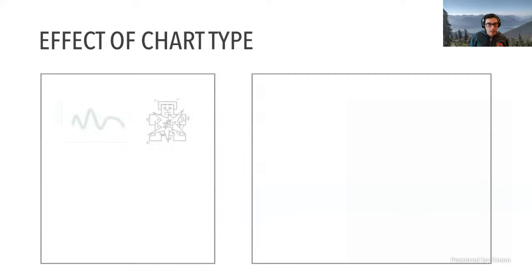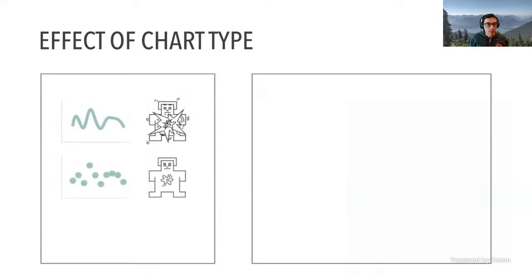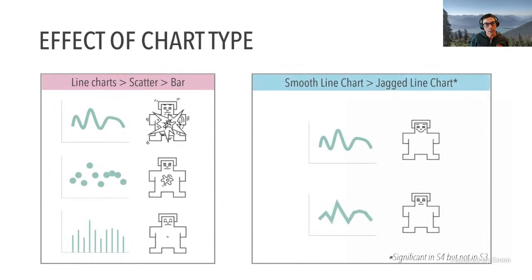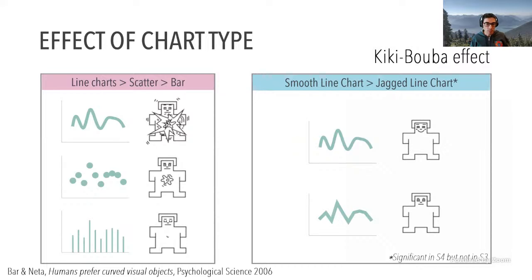We also found that line charts are more arousing than scatter plots, which in turn are more arousing than bar charts. And we also found some evidence suggesting that smoothing line charts can increase their valence. And this is in line with the famous Kiki-Bouba effect from psychology that suggests that round stimuli are more pleasant than sharp stimuli.